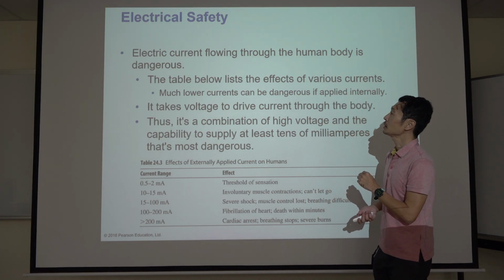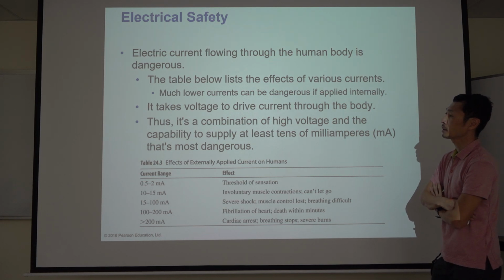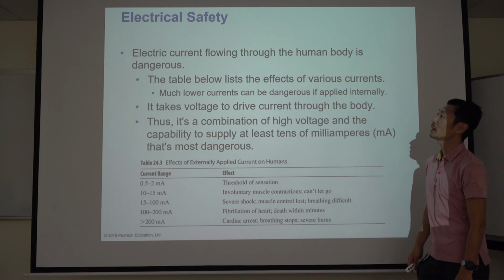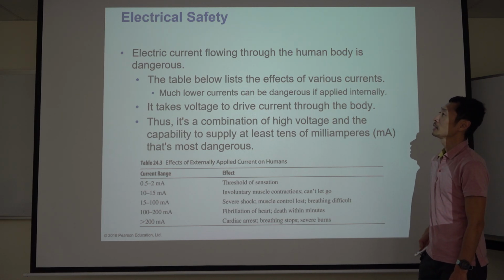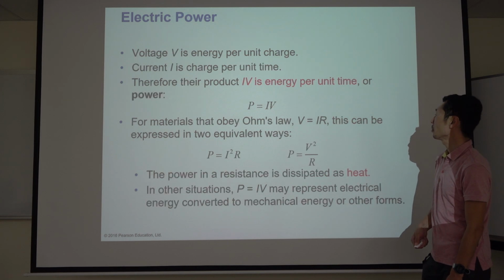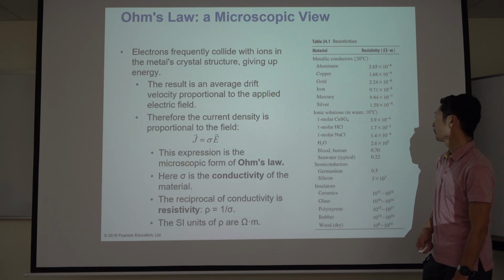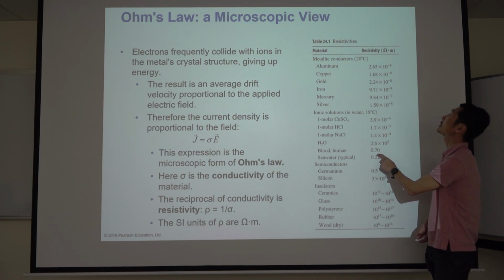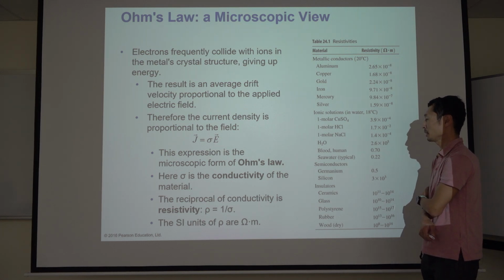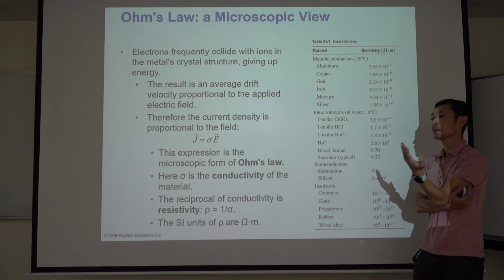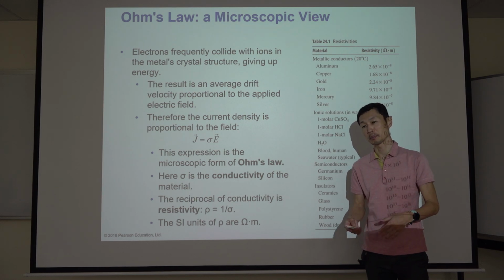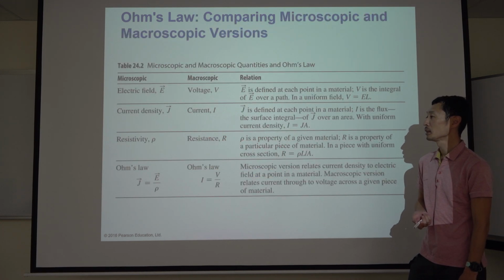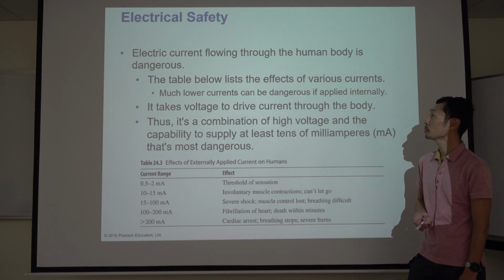Electrical safety. This is one important topic when we're using electricity. Electric current running through the human body is dangerous. Human blood has a resistivity of 0.7. It is a little bit of resistivity, but it's not so huge, so current can go through the human body. And that's going to disturb our heart or muscles, so that's very dangerous. So we should be aware of that.